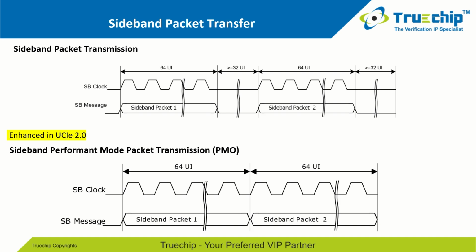Now let's have a look at the sideband packet transmission. In the above figure, we can see that the data is transmitted with 64 UI high and 32 UI low. A single message packet will be transmitted with the complete packet of 64 UI high and 32 UI low. Now in UCIe 2.0, there is an enhancement called sideband performant mode packet transmission, where the sideband message will be transmitted without the 32 UI low. The sideband message will be continuously transmitted with the 64 UI.